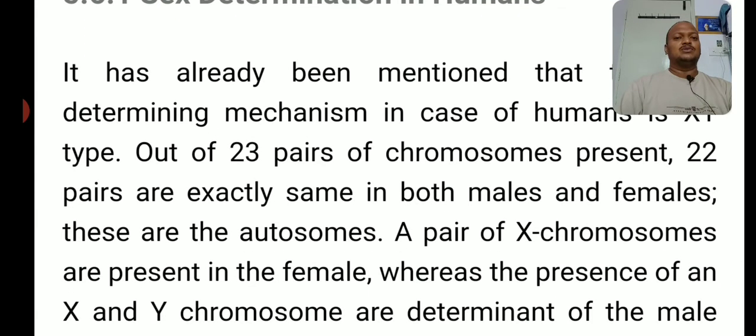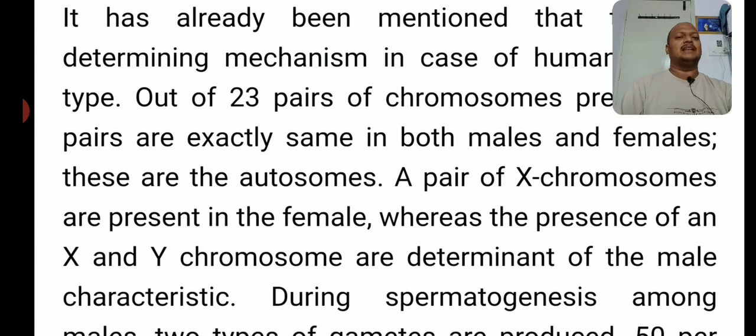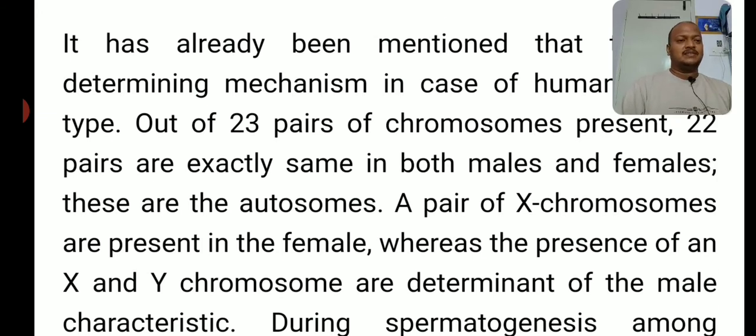A pair of X chromosomes is present in the females, whereas the presence of an X and Y chromosome is determinant of the male characteristic, right? So where is the difference between male and female? The 22 pairs of autosomes are the same and one pair of sex chromosomes is different. A pair of X chromosomes is present in females, consisting of X and X, whereas the presence of an X and Y chromosome is determinant of the male characteristic. Okay, so in the males, X is also present, Y is also present.